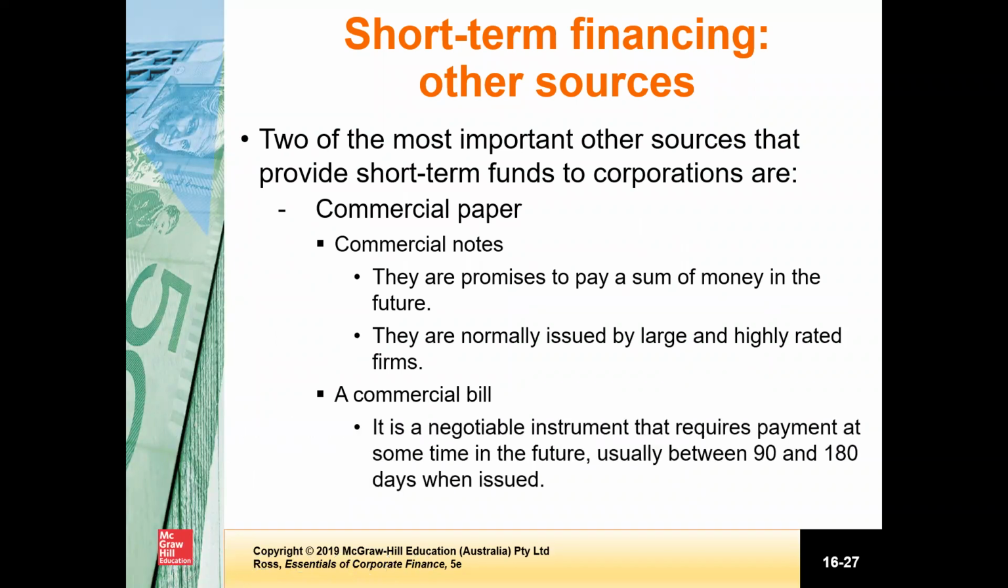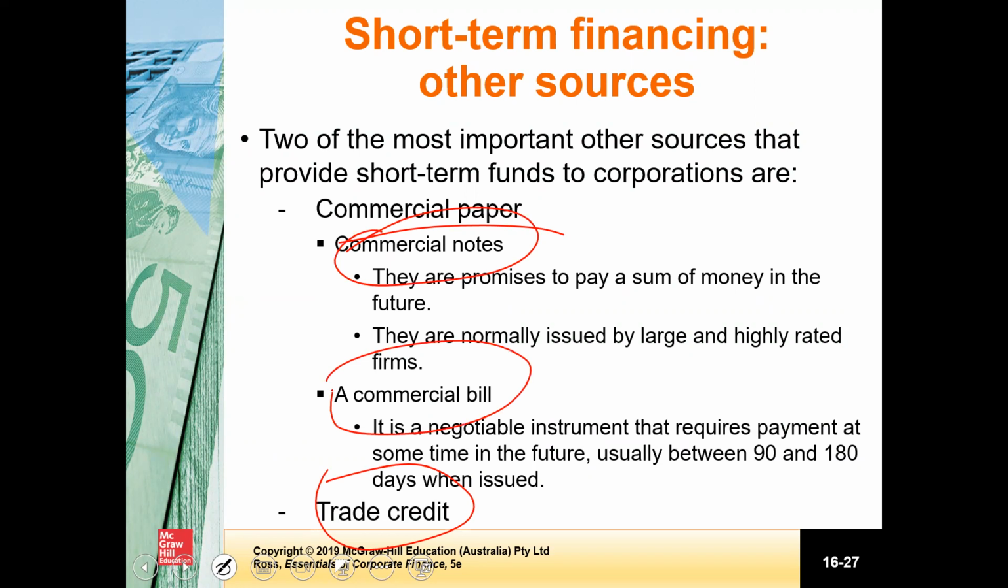Now, very briefly, some other sources of financing, for example, commercial paper and trade credit. Commercial paper consists of short-term notes or commercial bills. So it could be short-term commercial notes or commercial bills.